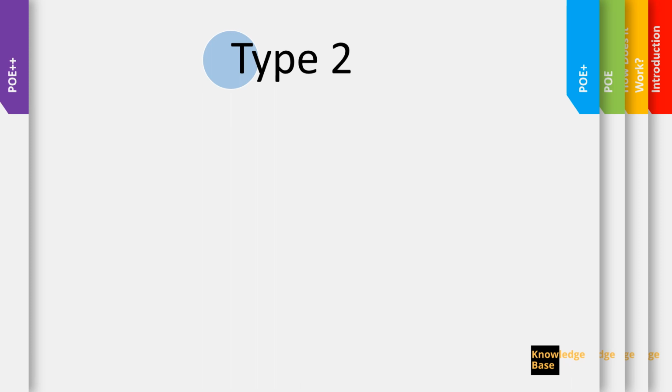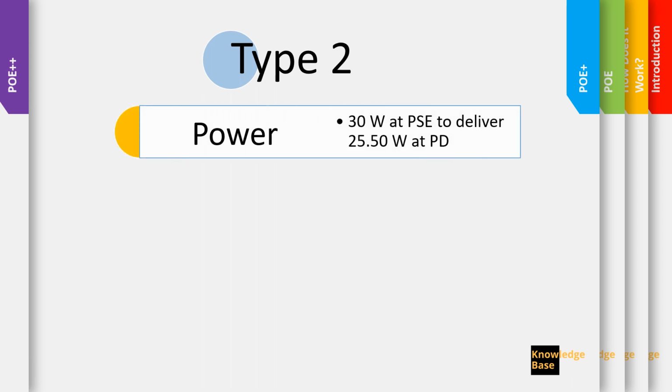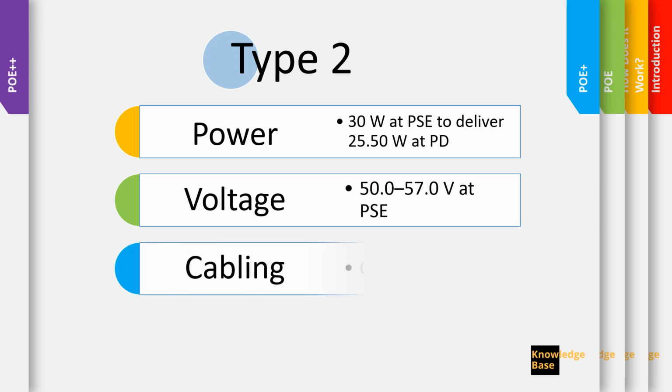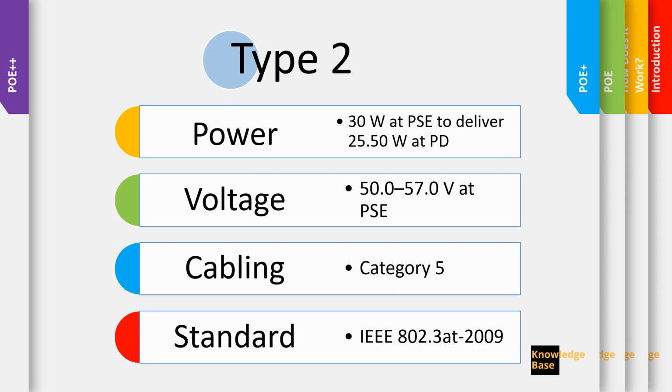POE Plus or type 2, power is 30 watts at the PSE. The voltage is 50 to 57 volts at the PSE as well. It supports Cat5 and above, and the standard is 802.3at type 2.